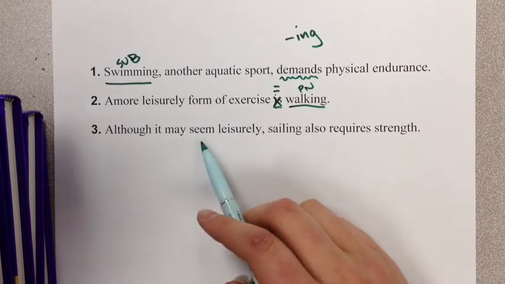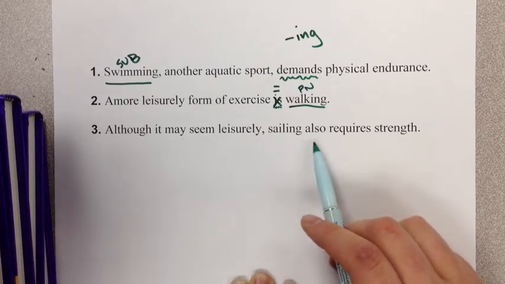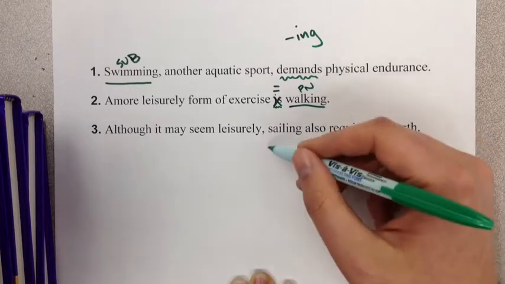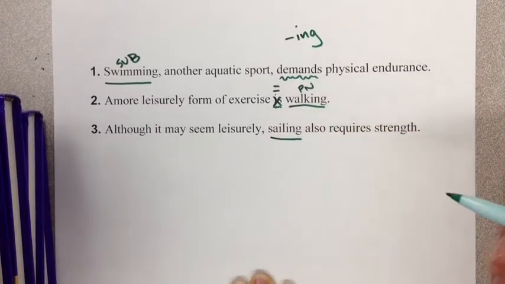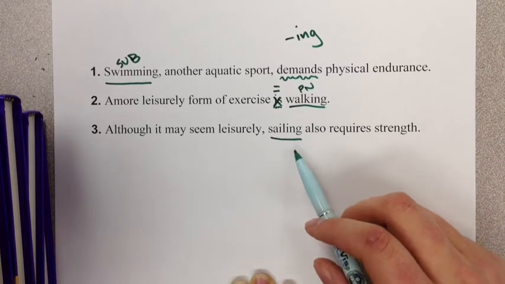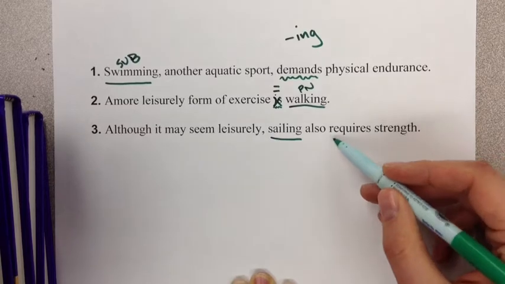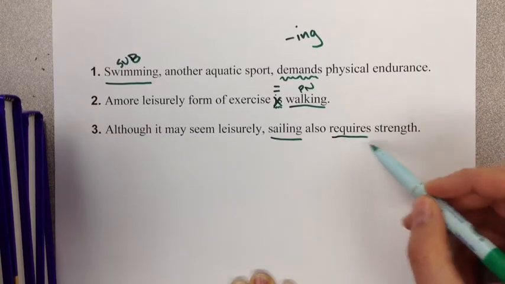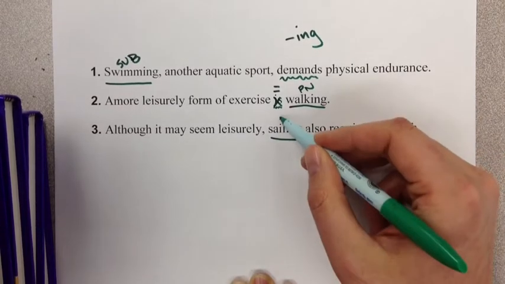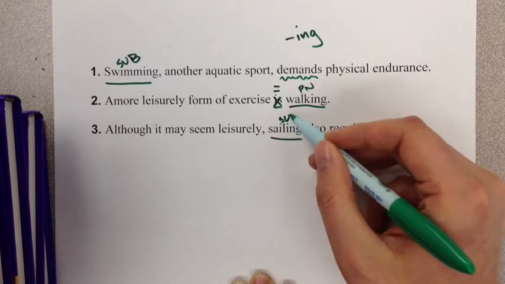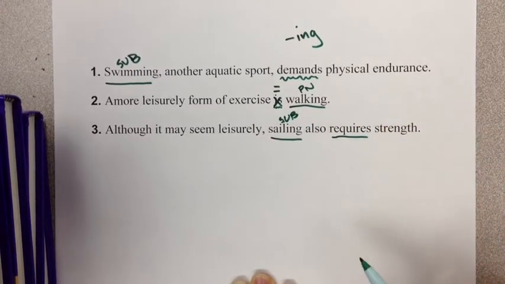Although it may seem leisurely, sailing also requires strength. And here's our ing word, but we're not quite done. It might be a participle. So here we have the verb: it requires strength, and the thing that requires strength will be our subject, and that is sailing. So we call that a subject, and it's a noun.